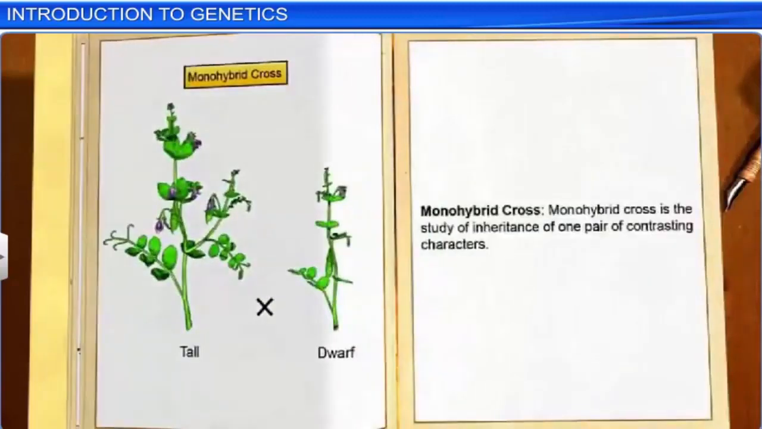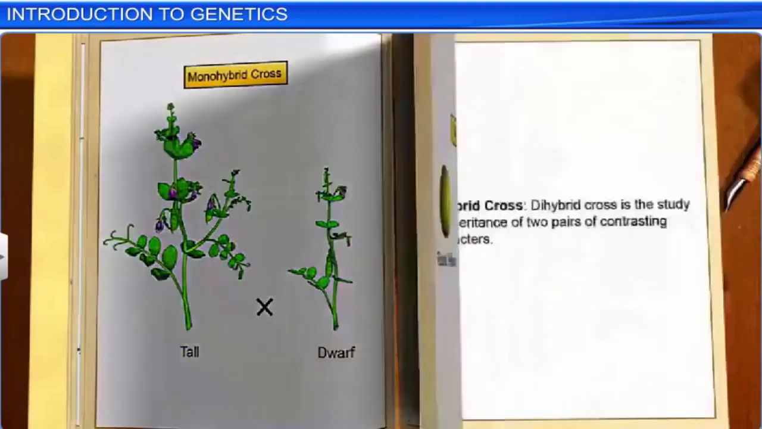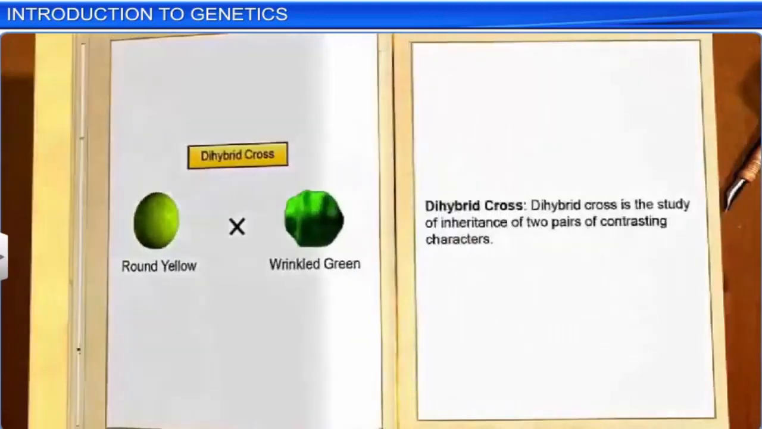The study of inheritance of one pair of contrasting characters is known as a monohybrid cross. For example, the study of inheritance of tall and dwarf plants, while the study of inheritance of 2 pairs of contrasting characters is known as a dihybrid cross. For example, the study of inheritance of round and yellow seeds and wrinkled and green seeds.